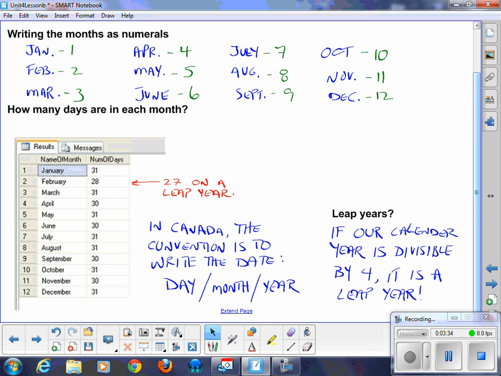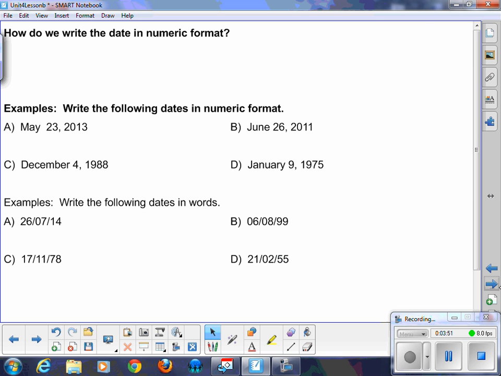All right. So that means that day can go anywhere from 1 to 31, depending on the month. Month is always 1 to 12, and the year is the last 2 digits of our date. Okay. So that we'll also add to that anchor chart when we're writing it in numeric and written format. So how do we write the date in numeric format? I already did the outline in Canada. We do it in terms of day, month, and year.